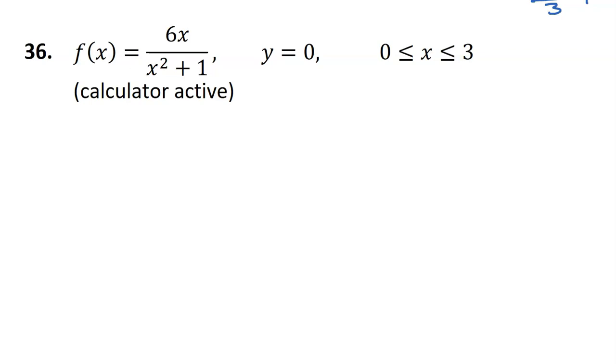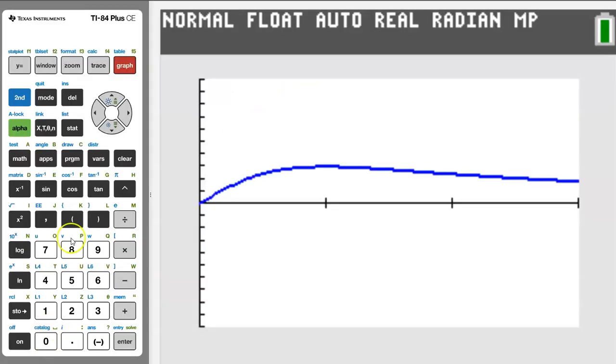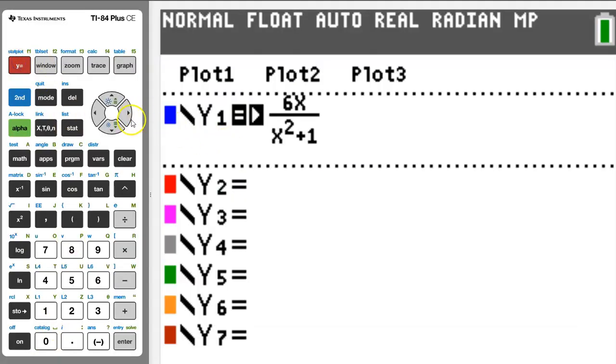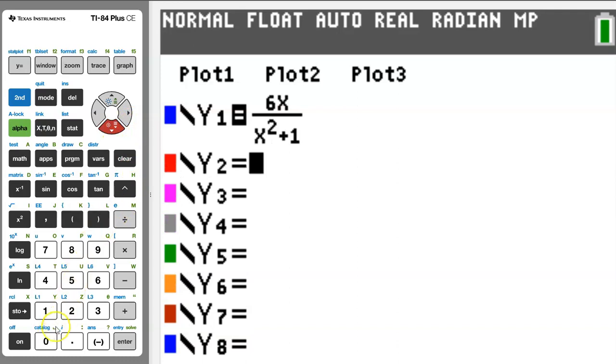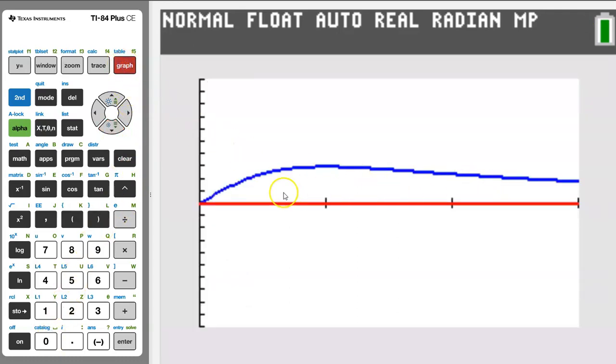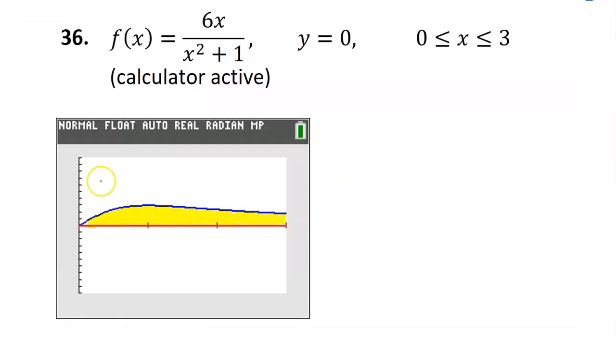The area that we need to find is also bounded by the line y equals 0, which is the x-axis. Let's actually include this as one of our equations. So I'm just going to put y equals 0 and graph again. So this is the graph. I'm going to take a picture of it. So here is the area that we need to calculate.